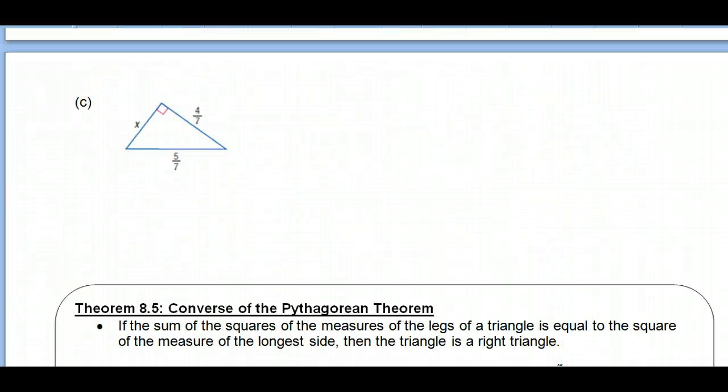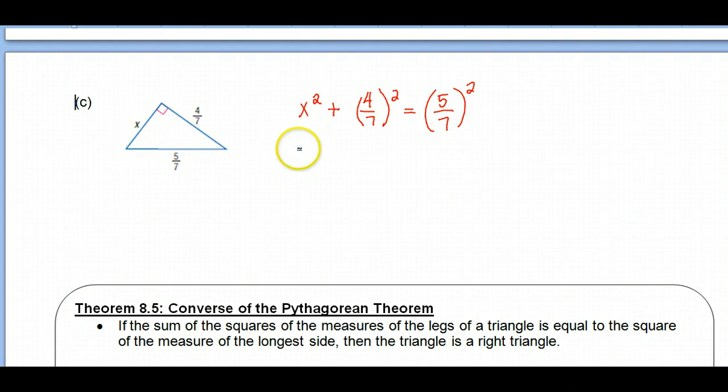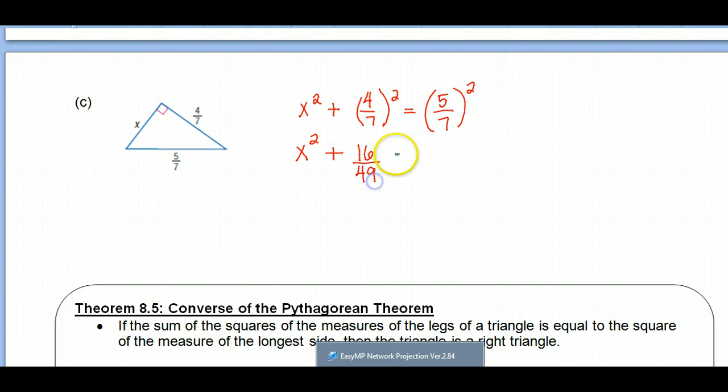Okay, let's do one with fractions. Can you just multiply everything by 7? I want you to be able to do this finding the exact answers. This is why we were working with the square roots yesterday, and we had some review of it before. When we square a fraction, we square the numerator and we square the denominator. So we get 16 over 49. And over here we simplify and get 25 over 49.